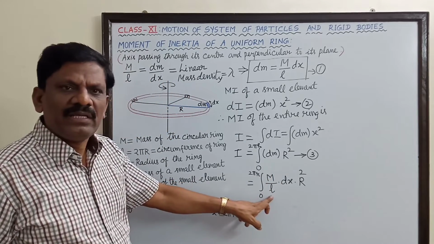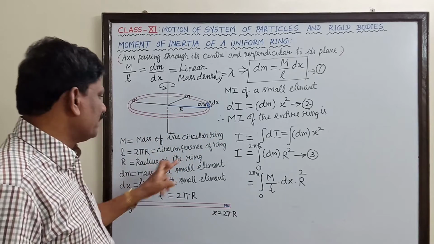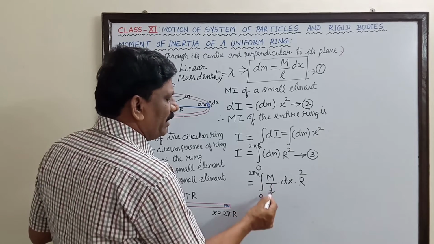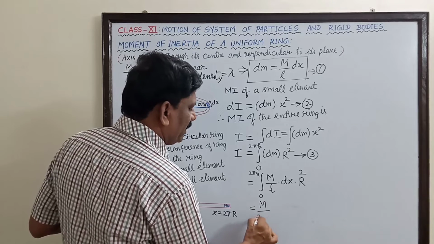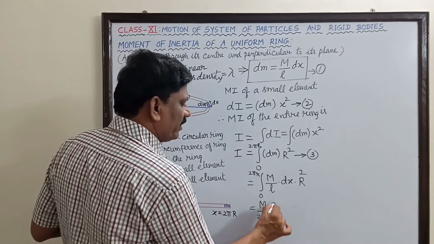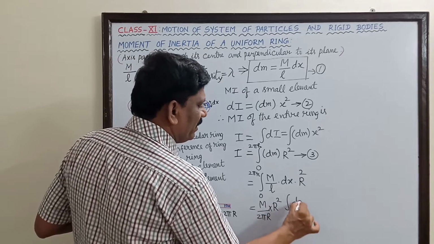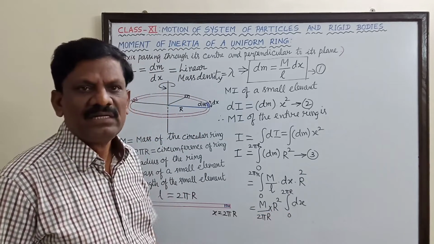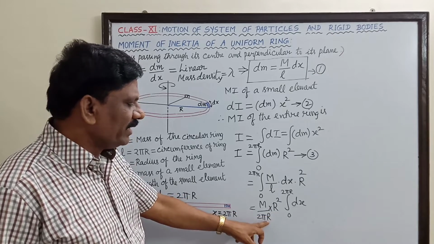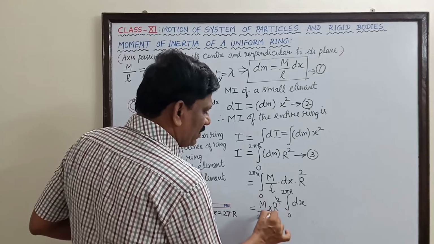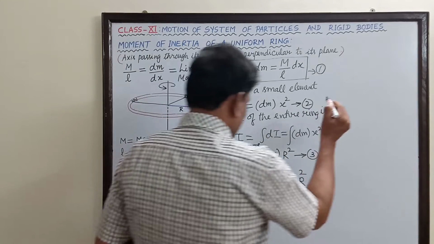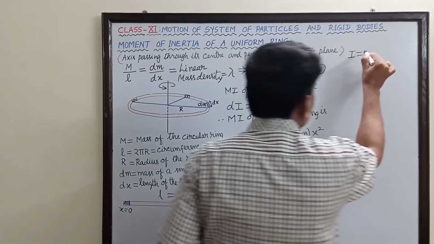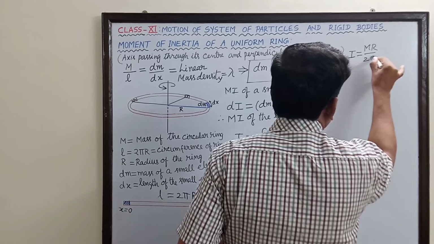Now what is L actually? L is the total length of the ring, that is equal to the circumference. So in place of L, what can we substitute? 2 pi r, is it not? So this m by L becomes m divided by 2 pi r into this r square, which is constant, into integral of dx from 0 to 2 pi r. So now this r square and r can be cancelled. So this r gets cancelled, so that now I is equal to m into r by 2 pi. So this is m into r divided by 2 pi.